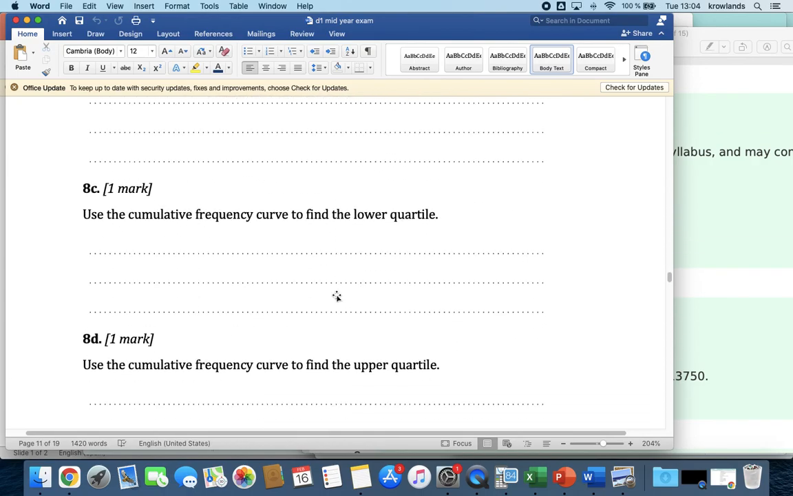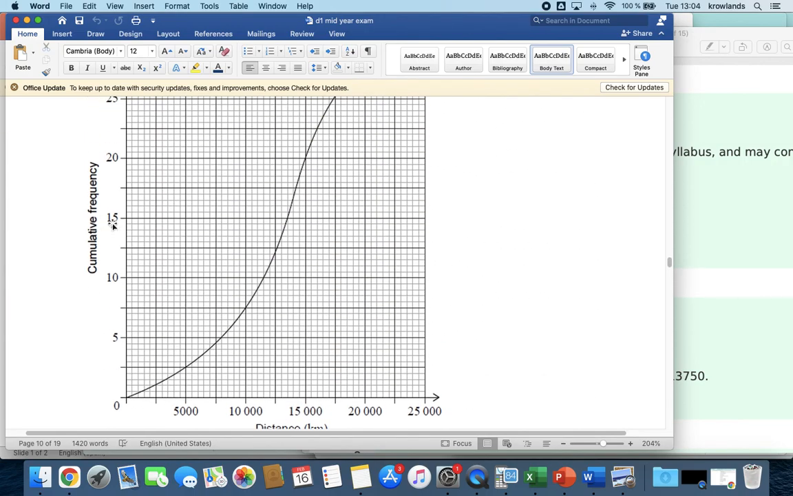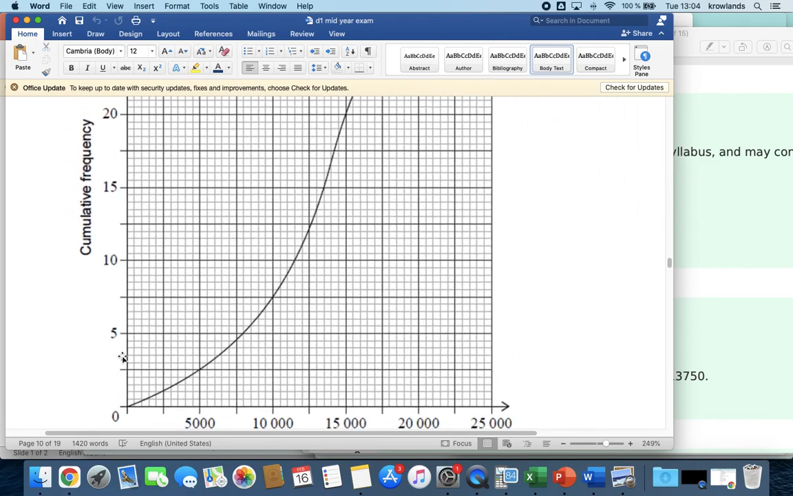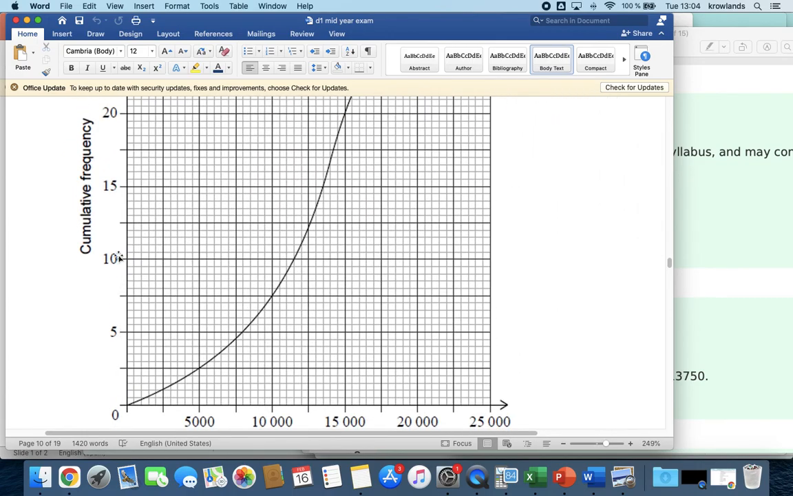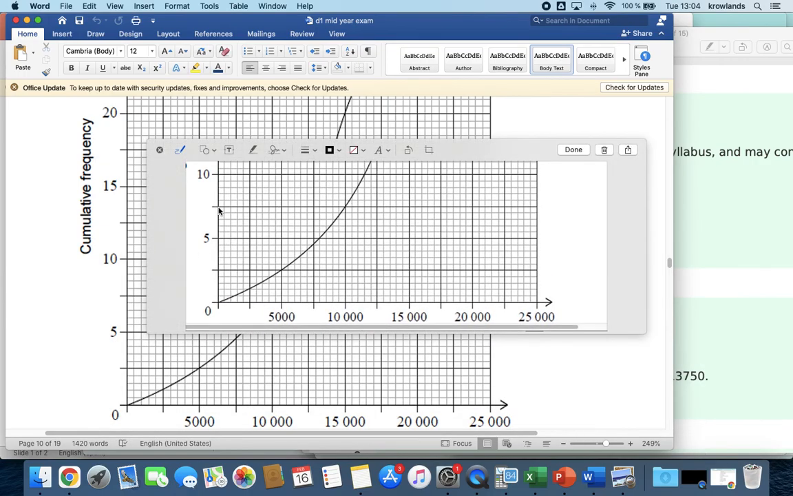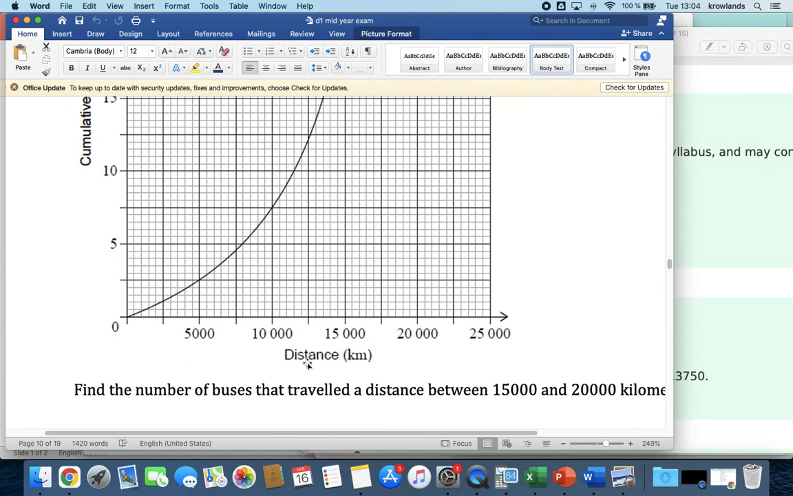Let's go on to question C. Cumulative frequency to find the lower quartile. Again, we're going to practice this method. So 15, half of 15 is 7.5, halfway in between 5 and 10. Nice and easy. We're going to zoom into this section. We're going to go across from 7.5 and we're going to go down. This one's really easy. It's on a straight line, therefore it is 10,000.